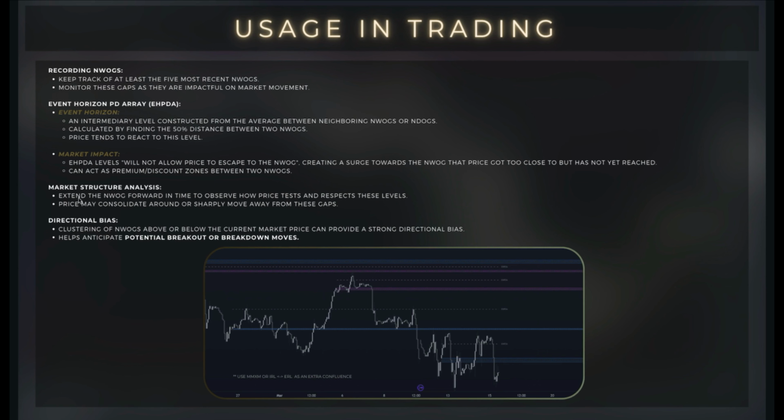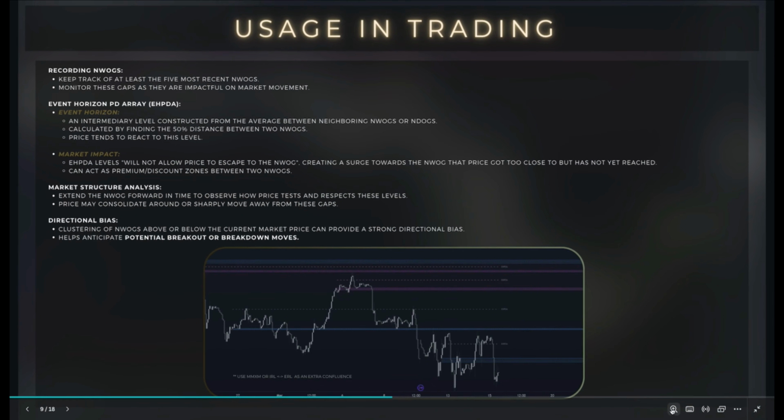Market structure analysis: extend the new week opening gaps forward in time to observe how price tests and respects these levels. Price may consolidate around or sharply move away from these gaps. Very important. Price may consolidate, and it also can move away really quickly. Directional bias: clustering of new week opening gaps above or below the current market price can provide a strong directional bias. Helps anticipate potential breakout or breakdown moves.